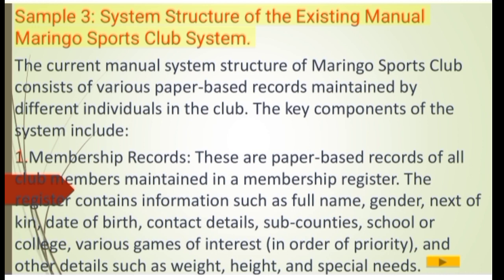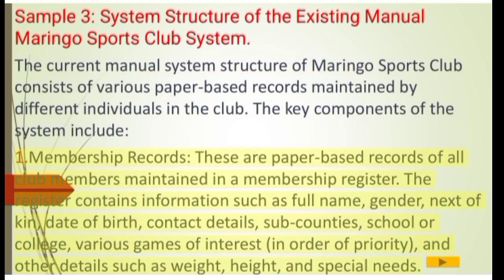Sample 3. System structure of the existing manual Maringo Sports Club system. The current manual system structure of Maringo Sports Club consists of various paper-based records maintained by different individuals in the club. The key components of the system include: 1.